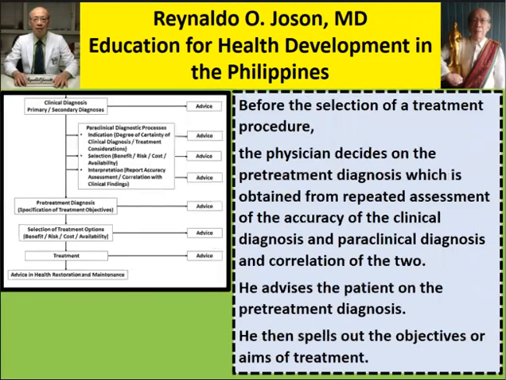Before the selection of treatment procedure, the physician decides on the pre-treatment diagnosis, which is obtained from repeated assessment of the accuracy of the clinical diagnosis and paraclinical diagnosis and correlation of the 2. He advises the patient on the pre-treatment diagnosis. He then spells out the objectives or aims of treatment.